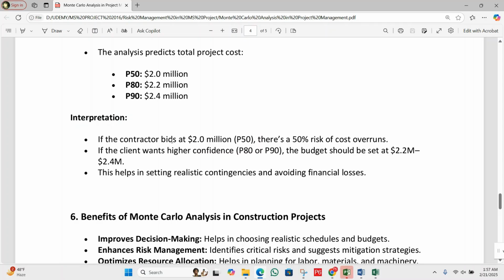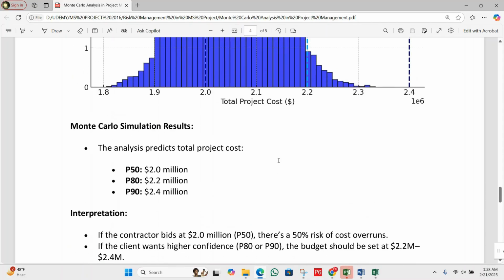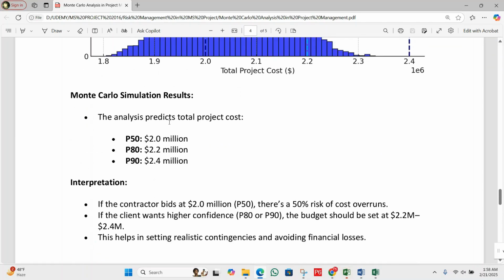Interpretation: if the contractor bids at 2 million dollars, P50 means there is a 50% risk of cost overrun. If the client wants higher confidence, the probability should be 80 or 90%, and the budget should be set at 2.2 million to 2.4 million. So this helps in setting realistic contingencies and avoiding financial losses. I hope the explanation is clear.